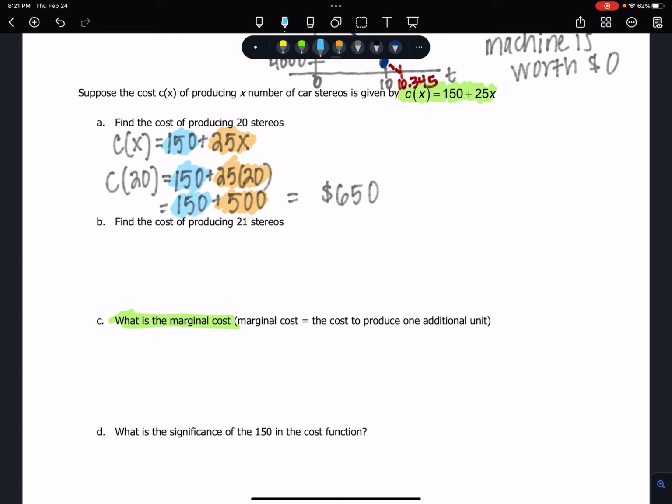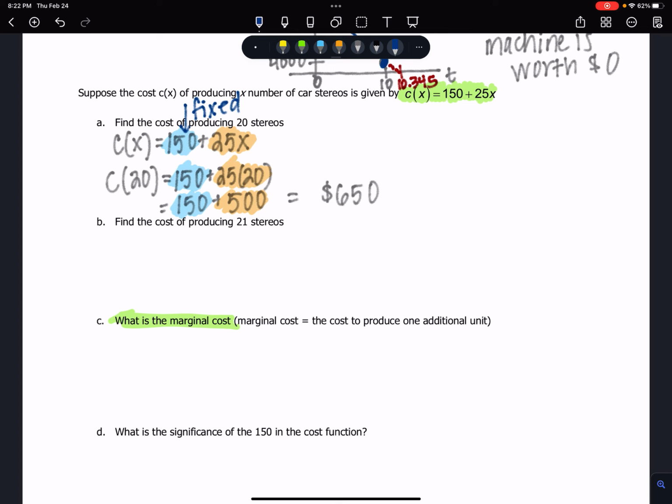Now the $150, even if I produce 0 stereos, I'm still going to have a cost of $150. What? How can I still have a cost of $150? That $150, those are your fixed costs. So maybe the cost to rent the building in which you're going to be assembling the stereos. So even if I didn't assemble any stereos, I'd have to secure a building or a location, pay for the electricity, things like that. So your fixed costs are going to be costs regardless of how many stereos you produce.